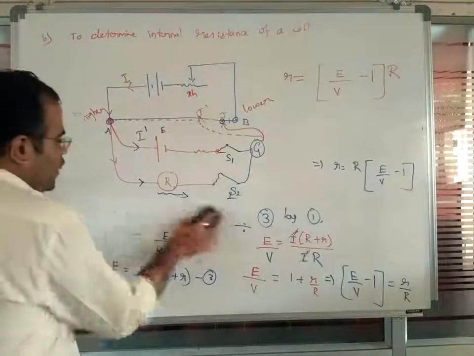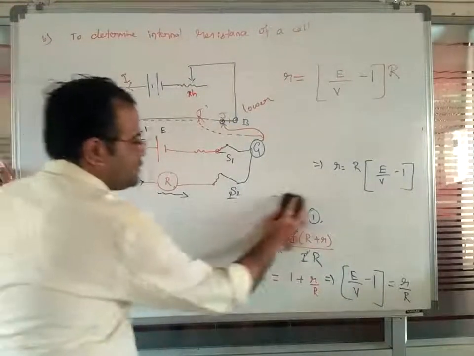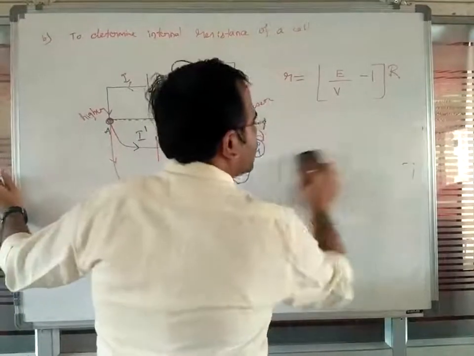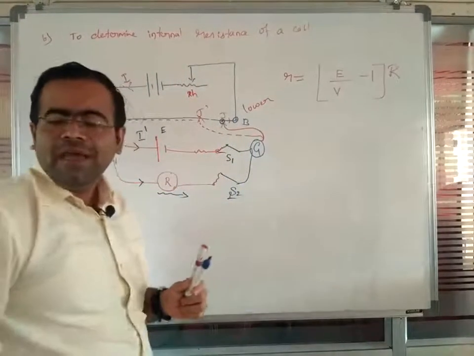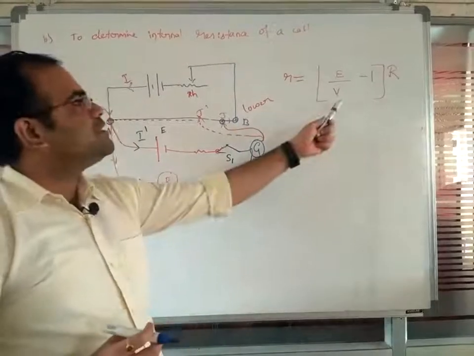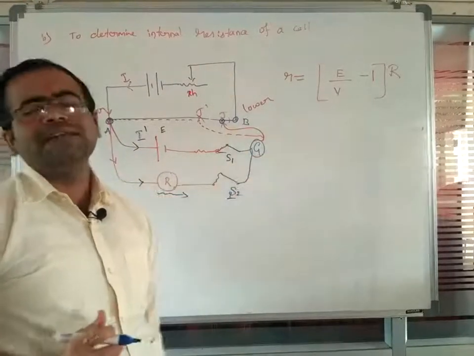Now, if you are going to observe the internal resistance of a cell like this, we have calculated the value of E and we have calculated the terminal potential difference as capital V.